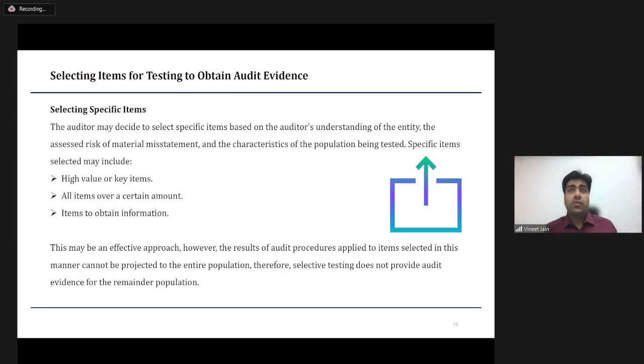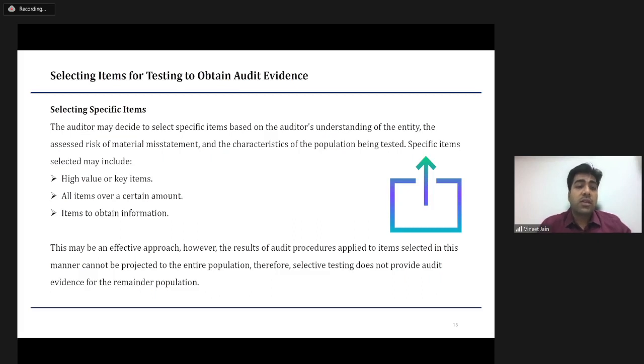And these may include high value items, like some items which are very high as compared to materiality, or whose number impacting is huge, or items based on their nature, like if the auditor has certain doubts or suspicion over something, then he may select those items for testing. Or the auditor may select certain items above a certain amount, maybe like in case of floating debtor confirmations, like we float confirmations to the top 10 debtors without doing any kind of sampling. So that can be one of the situations.